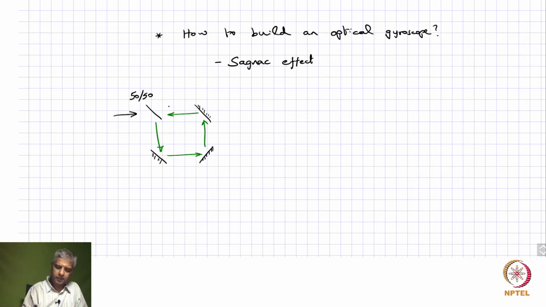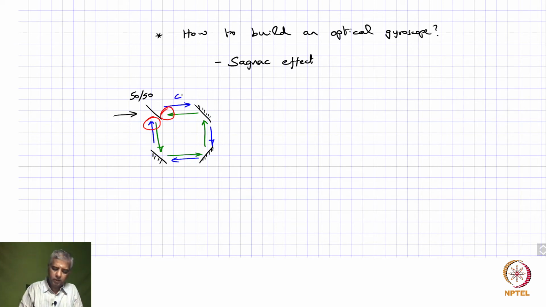Now I can have another beam, another wave basically, that's going in the clockwise direction. So that's going to come this way, and coming here. So essentially what we are looking at is interference of these two waves at this point, and we are looking for constructive or destructive interference.